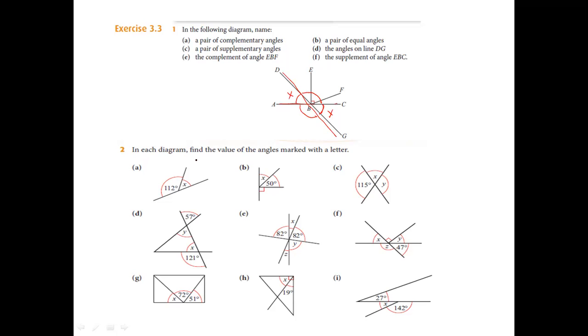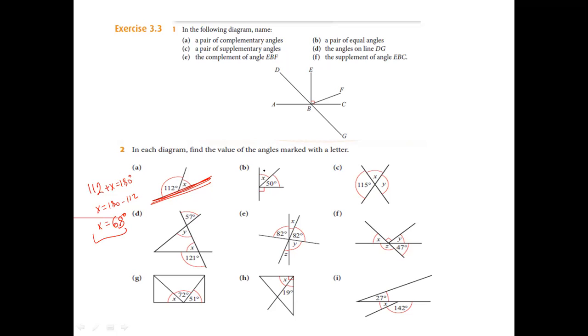Okay, and the second exercise. In each diagram, find the value of the angles marked with a letter. We need to find x. In the first diagram, you see the straight line adds up to 180. So 112 plus x must be equal to 180 degrees because this shape is a straight line. So what is x? x is equal to 180 minus 112, and x is equal to 68 degrees.